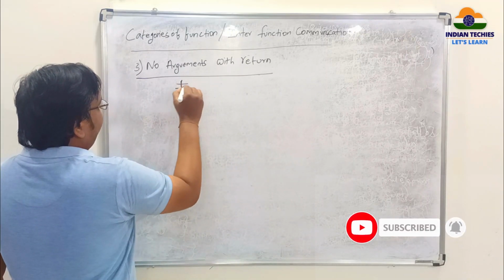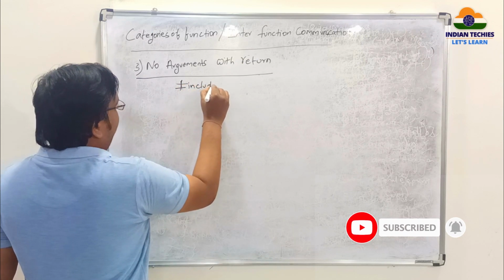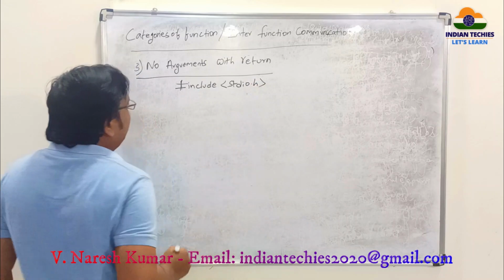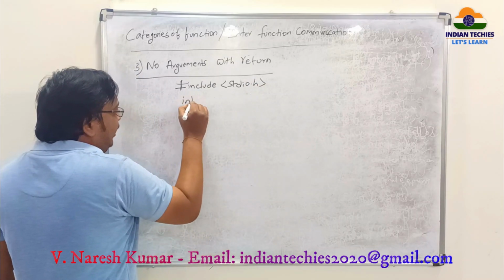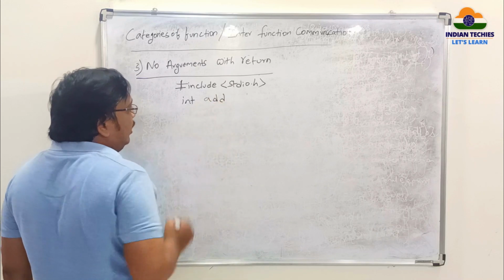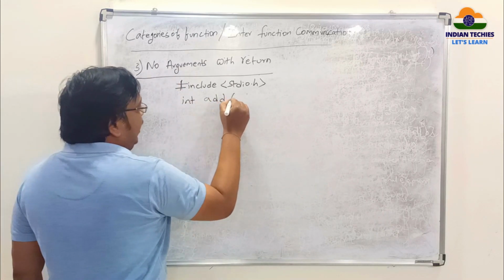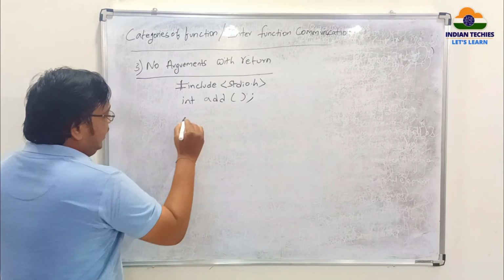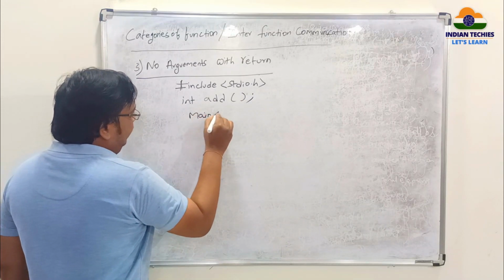As usual, #include <stdio.h>. I am getting a return value, so the return type is integer. The function name is add. Since there are no arguments, I have to keep the parentheses empty because I am not sending any values. Now write the main.